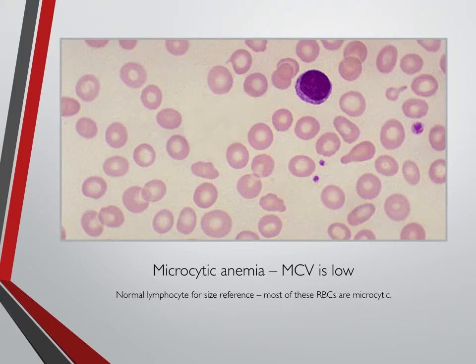This would be a microcytic anemia in our patient where the MCV is low. It's on the low end of normal. So here's a normal lymphocyte for size reference. You can see the nucleus of the lymphocyte, which is what we should be using to gauge approximately red blood cell size. You can see most of our red blood cells are considerably smaller than the nucleus of the lymphocyte here, and some of them are quite a bit smaller.